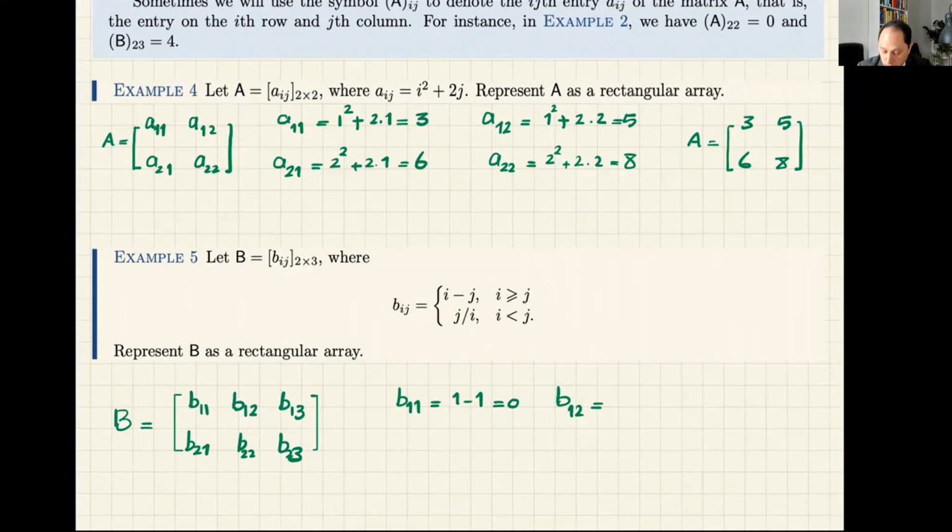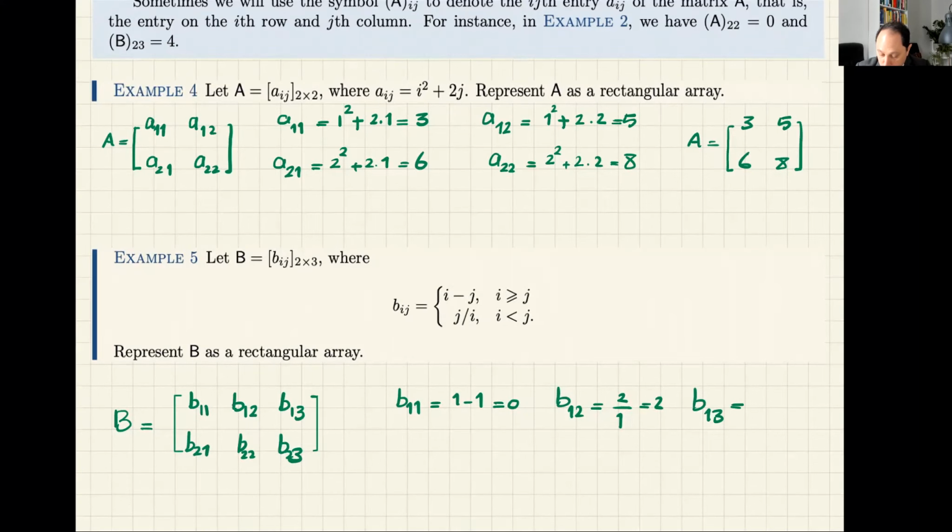I index is 1, J index is 2, so I index is less than J index. So I need to divide the J index by the row index, and this becomes 2. And please, again, if I'm making mistakes, because these are so simple, my brain doesn't pay attention that much to it, please correct me.